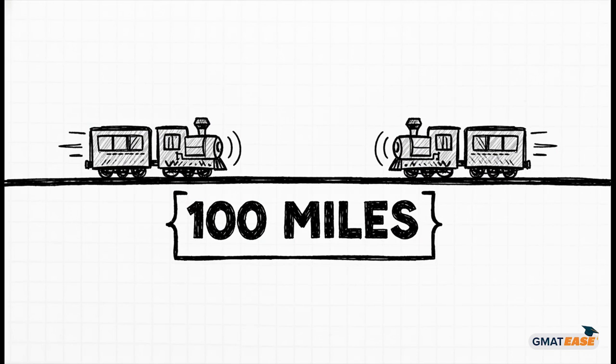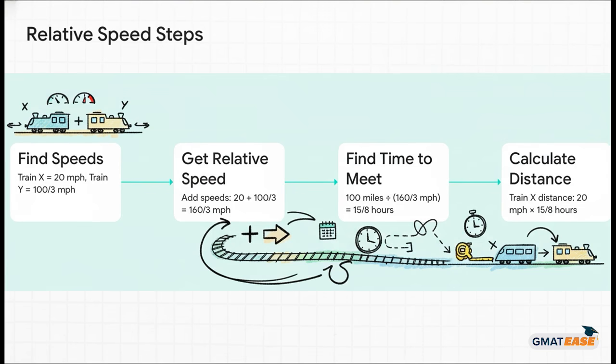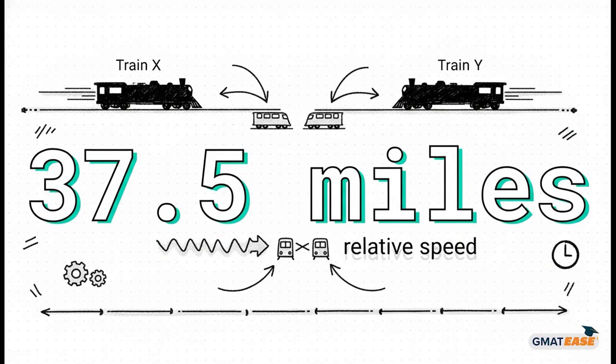So let's put it to the test. Here we go. Two trains, a 100-mile track, starting at opposite ends and just barreling towards each other. This is a classic two-body problem if I've ever seen one. Let's walk through it. First, we figure out each train's individual speed. Okay, since they're moving towards each other, what do we do? We add their speeds. That gives us their combined or relative speed. Now we can basically pretend they're one object closing that 100-mile gap. So we divide the distance by that relative speed to find out when they meet. From there, it's easy to see how far just train X traveled in that time. And what do we get? Train X traveled 37.5 miles before they met.